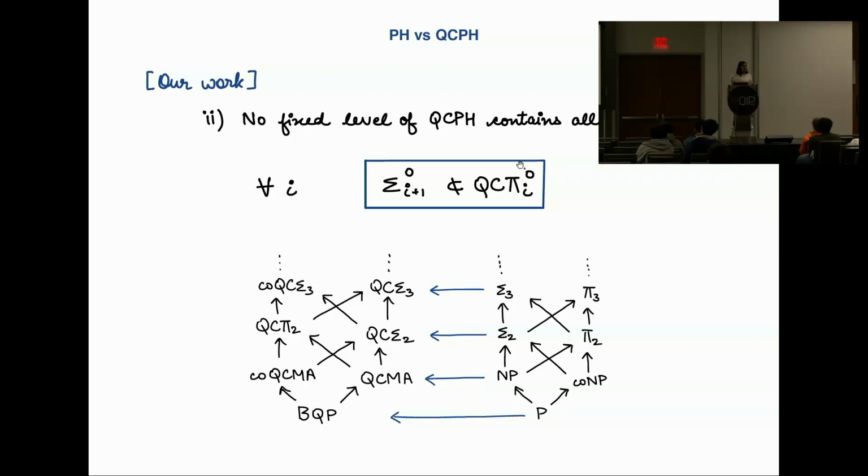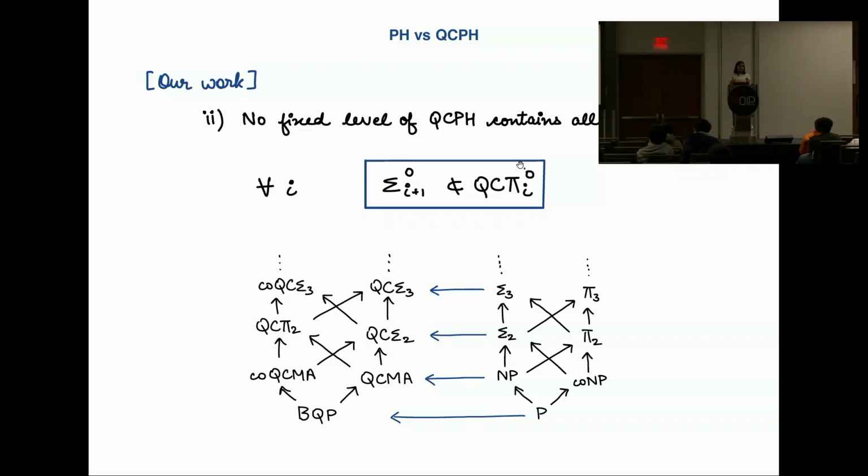So what do I mean by that? Recall this diagram from earlier. So we saw that the ith level of PH is contained in the ith level of QCPH. But what about the (i+1)th level of PH? Is that also contained in the ith level of QCPH? We show that relative to a random oracle, this is not the case. So for every level i, there is something that the (i+1)th level of PH can do that the ith level of QCPH cannot do.